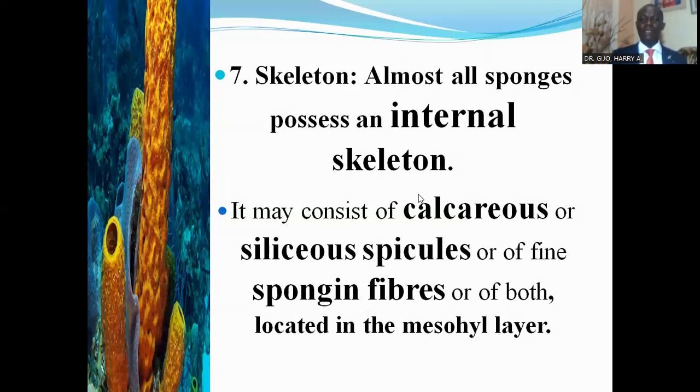Calcareous spicules are made up of calcium carbonate, while siliceous spicules are made up of silicon, or they can be made up of spongin fibers or both.